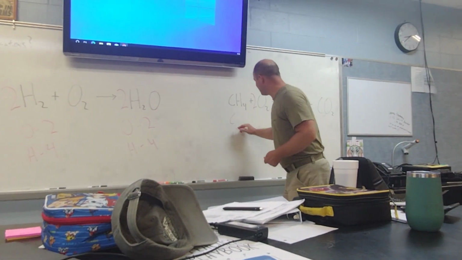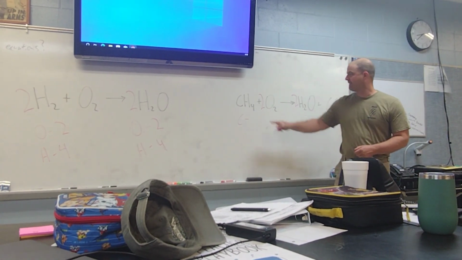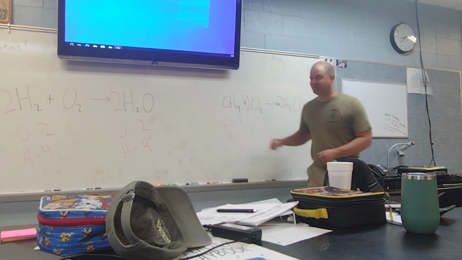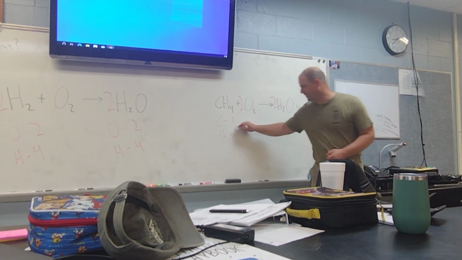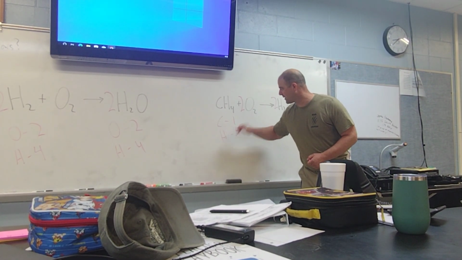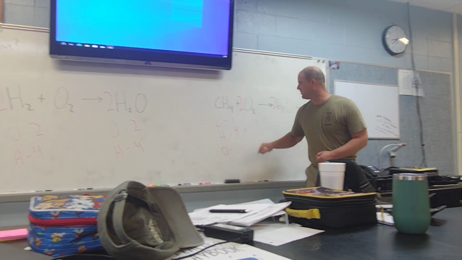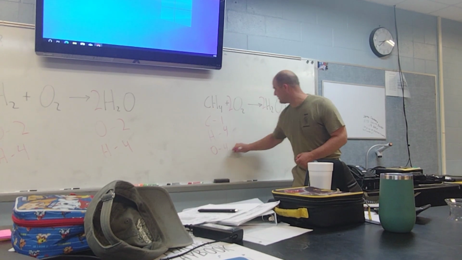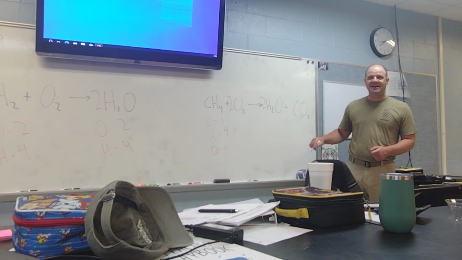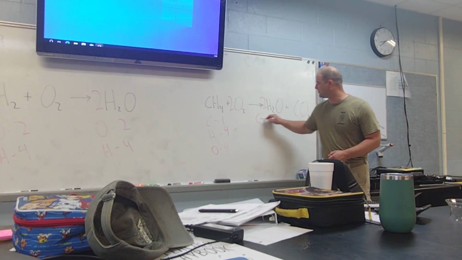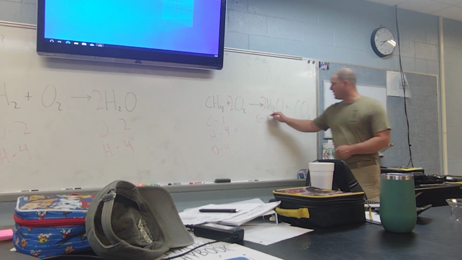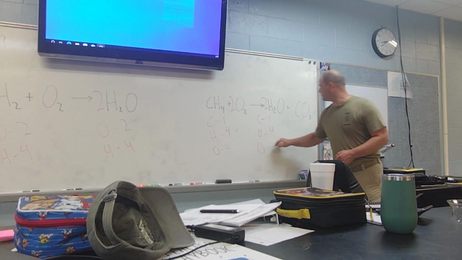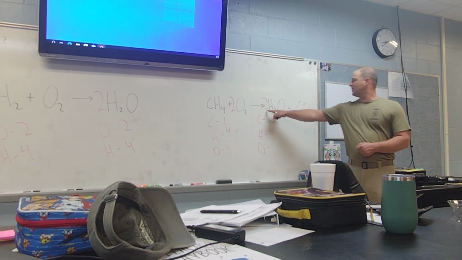So, carbon. How many carbons? 1. Hydrogen. 4. There's the 4. And oxygen. 4. 4 of them. All right, so same carbon: 1. Hydrogen: 4 right here, and oxygen: 2 here and 2 here.